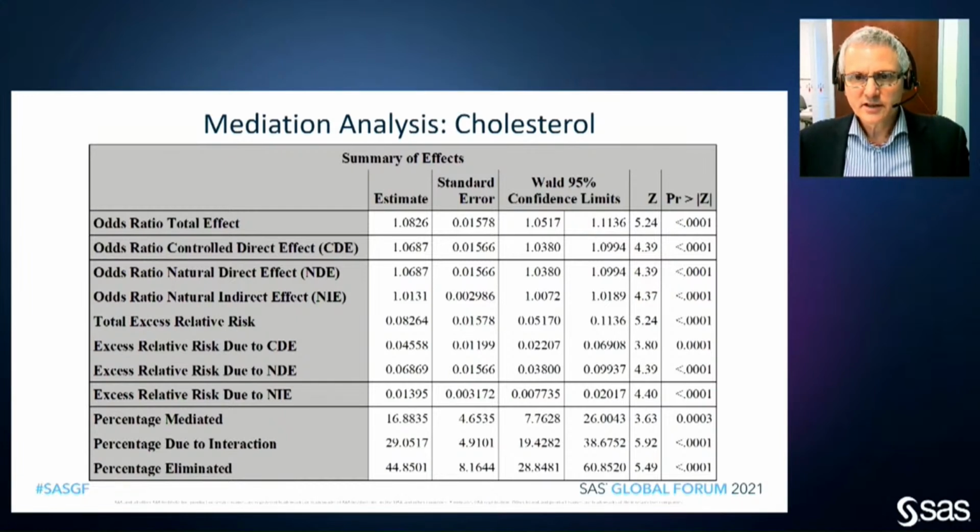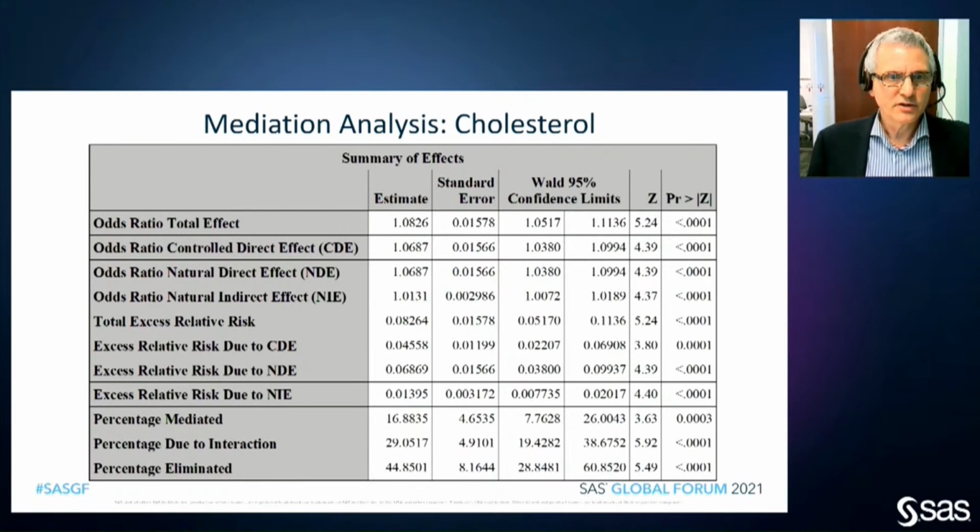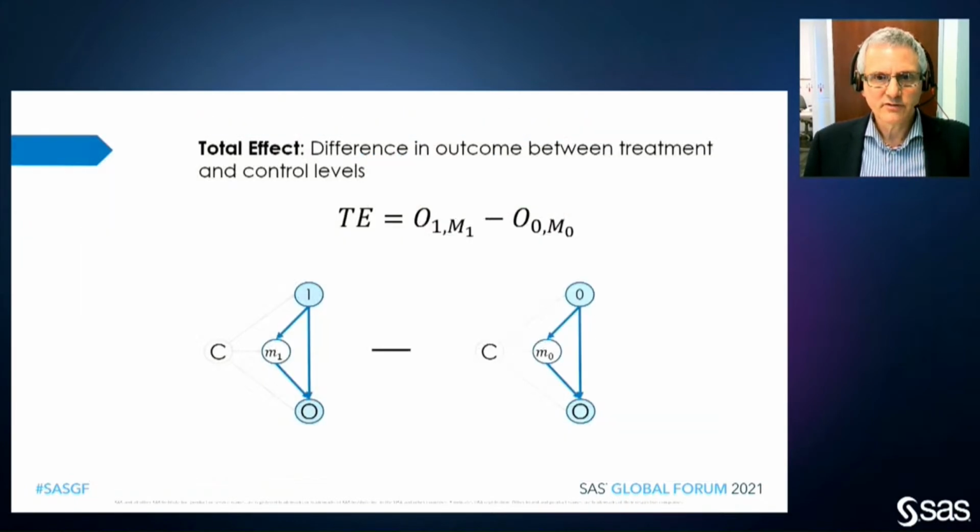Now, the summary of effects table presents a lot of information. And to interpret these results, we should understand the quantities that are being estimated. So we're going to spend a little bit of time defining the quantities that are in this table, such as the controlled direct effect, the natural direct effect, and the natural indirect effect. Because we have a binary outcome, we get both the odds ratio and the relative risk. But let's talk about these different decompositions of the effect.